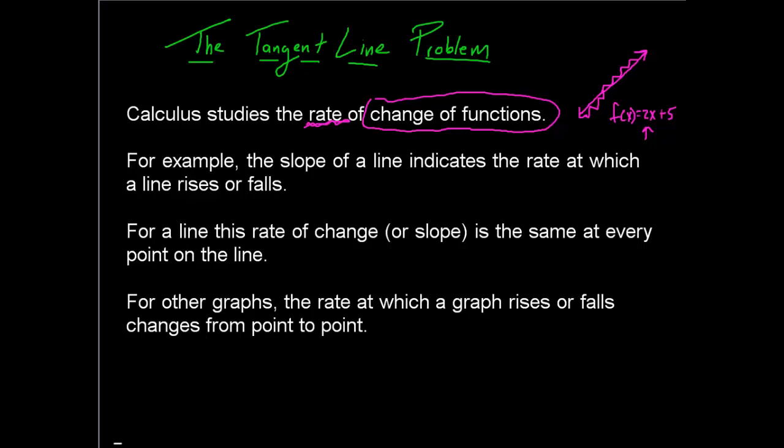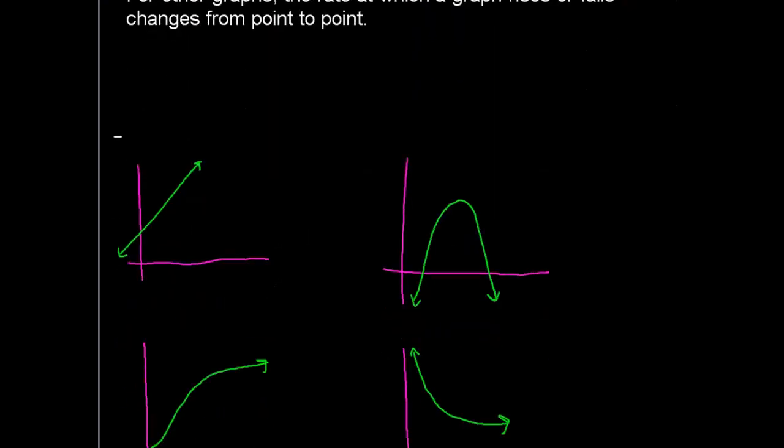Anyway, how does a line change from point to point? Well, for a straight line, it's pretty boring. It changes the same every single time, and it's just a slope. But for other graphs, that rate of change changes, and that's an important concept to understand.